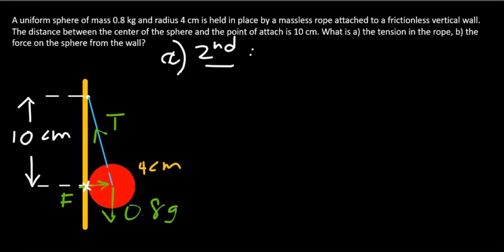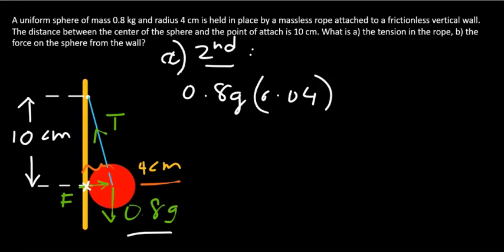Now there are two contributions to torque about that axis. One is from the tension and the other one from the weight. So let's do the weight first. The torque due to the weight is the weight, 0.8 times gravity, times the perpendicular distance from the force to the axis of rotation. So in this case, that distance is that, which is equivalent to the radius of that sphere. So that means 4 cm or 0.04 meter. The angle between them is 90 degrees, so sine 90 is 1, and that's it.